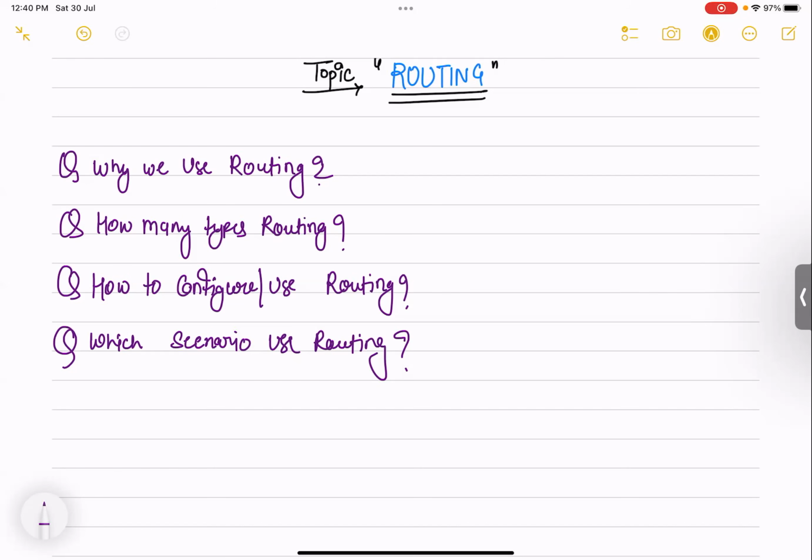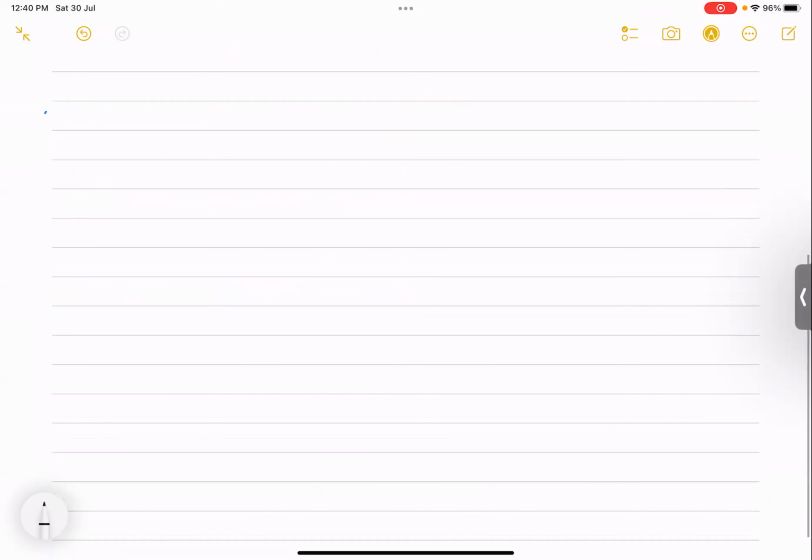Yes Sarat. So the first question is why we use routing. Second is how many types of routing. Third is how to configure and use routing, and in which scenario. So basically, if I am asking some question, for example, this one is task one.